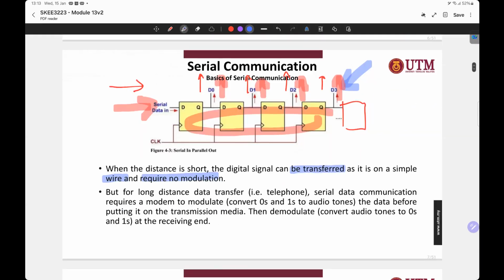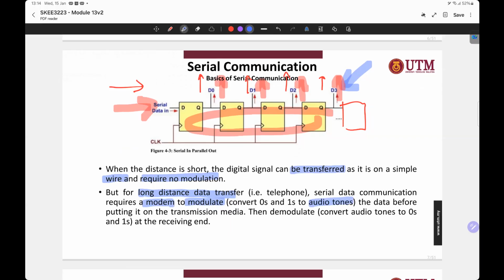But if you are going to send data over a long distance, for example over telephones, the serial data communication requires a modem. You need a modem to modulate the signal, which is the digital signal of 0s and 1s, and convert it to audio tones, because we're going to send it over a long distance.